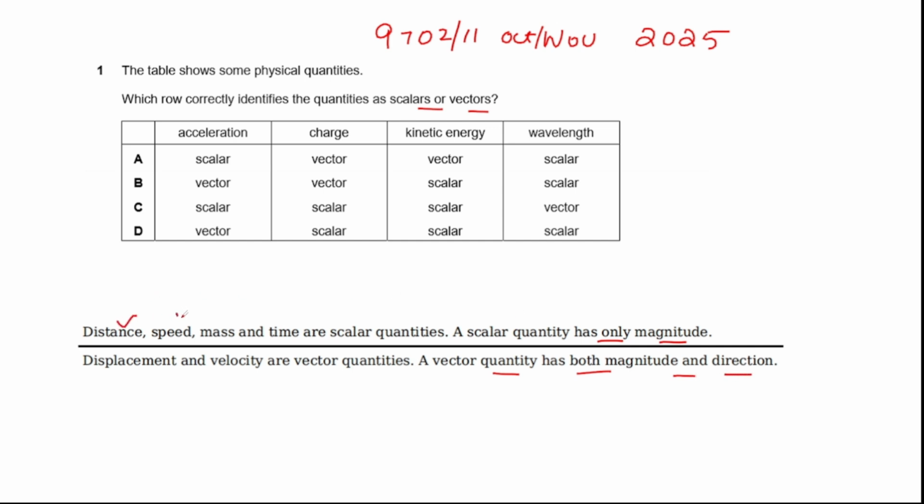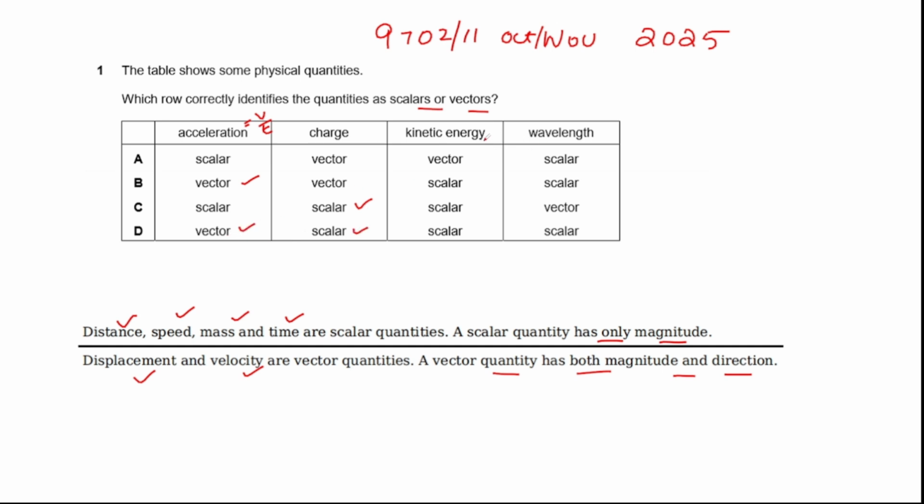So distance, speed, mass, time, these are scalar, and displacement, velocity are vector quantities, and there are some other vector quantities as well. Acceleration, since it is velocity divided by time and velocity is a vector quantity, is a vector quantity, and charge is a scalar quantity.